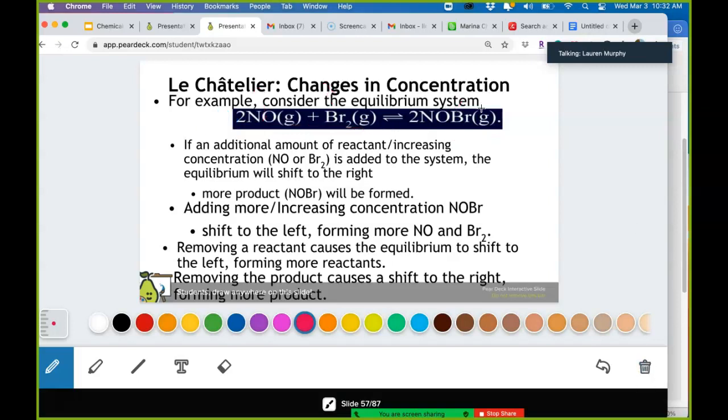What if I decrease the concentration of NOBr? I remove some of it. Well, now I don't have enough product. This reaction was like minding its own business, and then I disturbed it. I took some NOBr out, and I don't have enough product, so the reaction will shift back that way to get some back. So this needs to go back up, while these will have to drop back down to reestablish equilibrium. So this concept of disturbing a system at equilibrium is called Le Chatelier's principle.